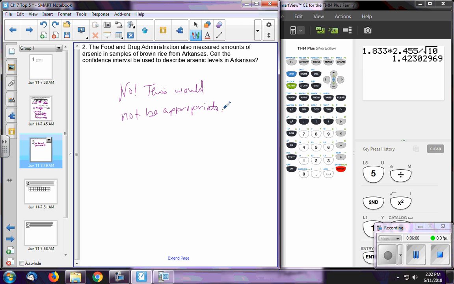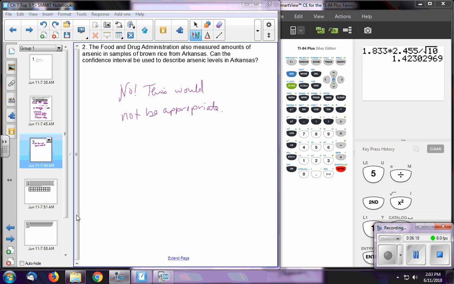If instead you wanted information about Arkansas, you would definitely have to take a sample from that, the brown rice that's being produced in Arkansas. Instead, again, you cannot compare one state to another and expect them to be unbiased in result.